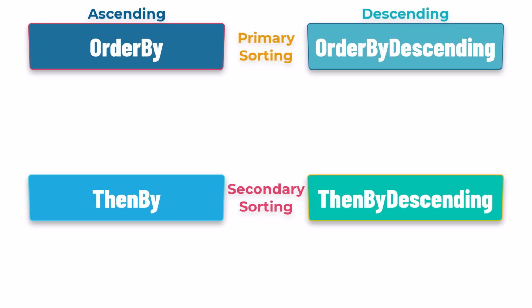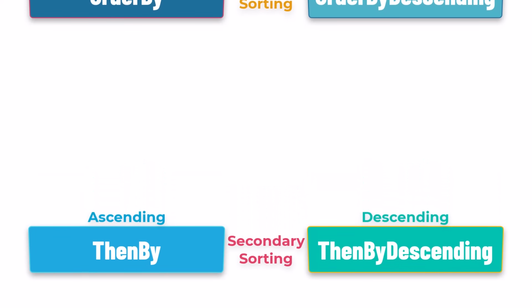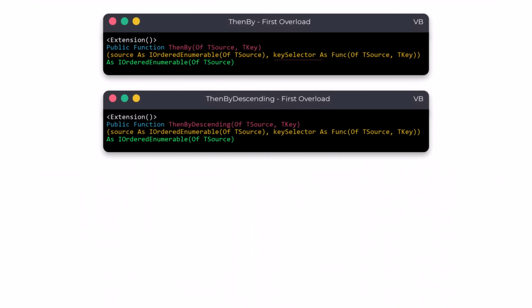ThenBy method sorts elements in ascending order based on a specified key, while ThenByDescending method sorts elements in descending order based on a specified key. Both methods work similarly and help us establish a consistent and refined order for our data. Both methods have also two overloads like orderBy and orderByDescending methods. The first overload of both contains only the key, which can be defined using a lambda expression. The syntax of the first overload will be as following.